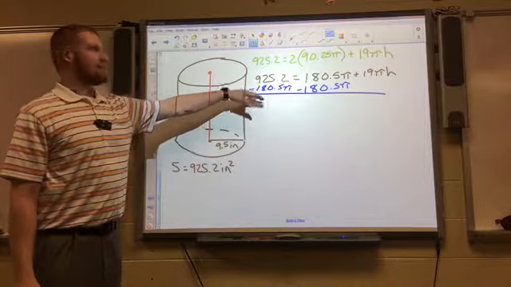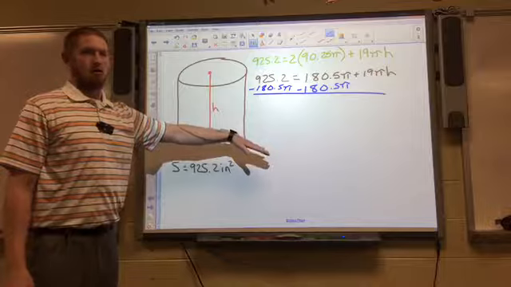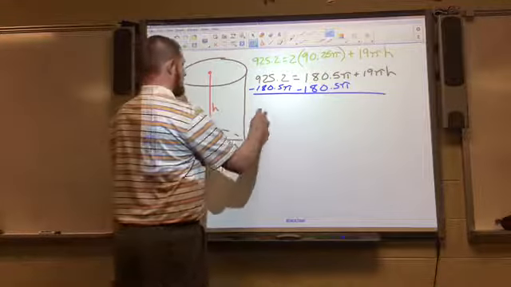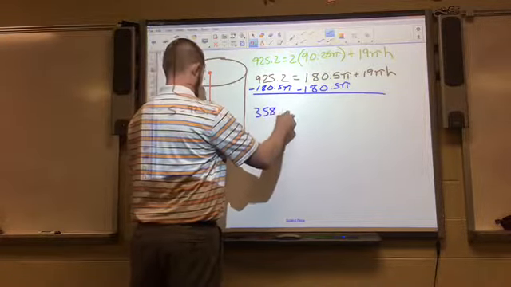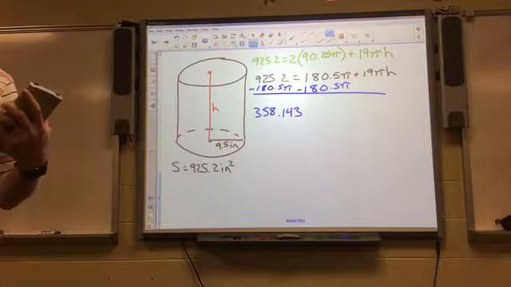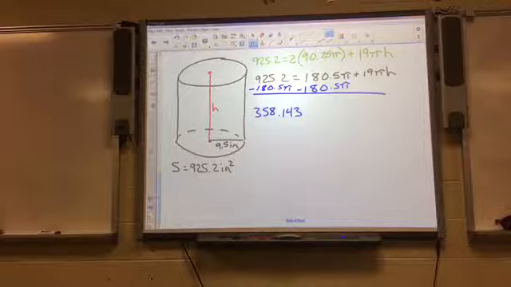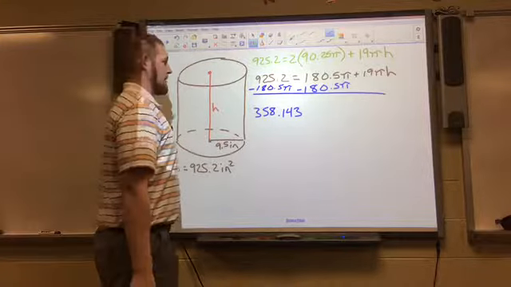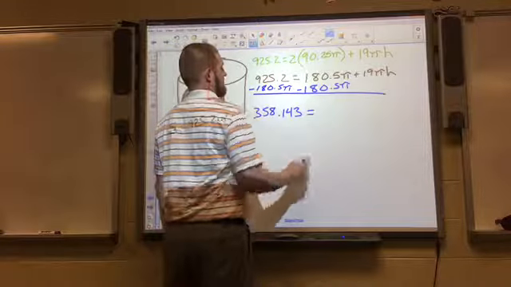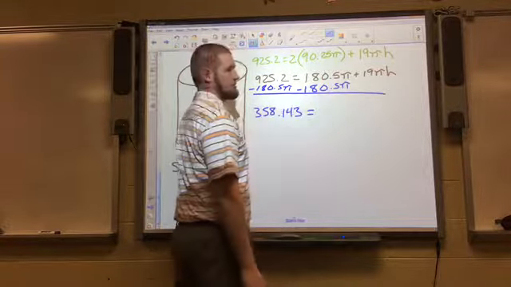And that is. So can I leave it in terms of pi anymore? No. You're just going to have to go ahead and get that as a decimal. So you have 925.2 minus 180.5 pi, and I get what? 358.143. I'm going to go to 143 because I know we're not done using that number, so I'm going to try not to round it too much. Does that make sense? I'm going to go an extra decimal place so I can be more exact with the answer. Equals, what's left over there?